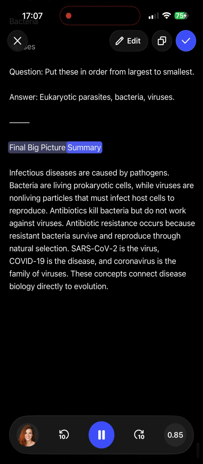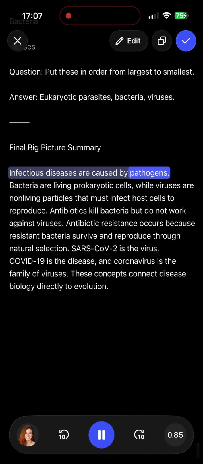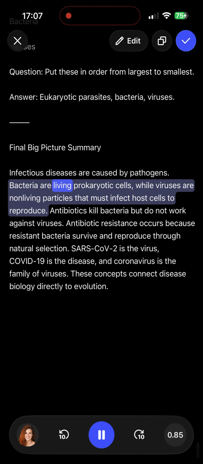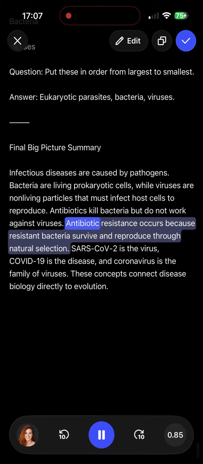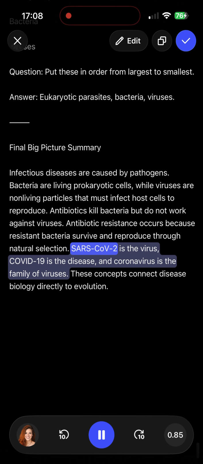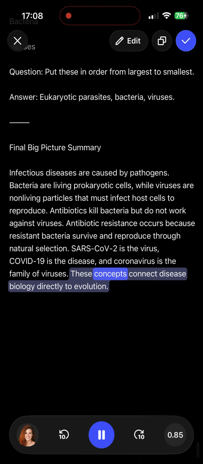Final big picture summary. Infectious diseases are caused by pathogens. Bacteria are living prokaryotic cells, while viruses are non-living particles that must infect host cells to reproduce. Antibiotics kill bacteria but do not work against viruses. Antibiotic resistance occurs because resistant bacteria survive and reproduce through natural selection. SARS-CoV-2 is the virus, COVID-19 is the disease, and coronavirus is the family of viruses. These concepts connect disease biology directly to evolution.